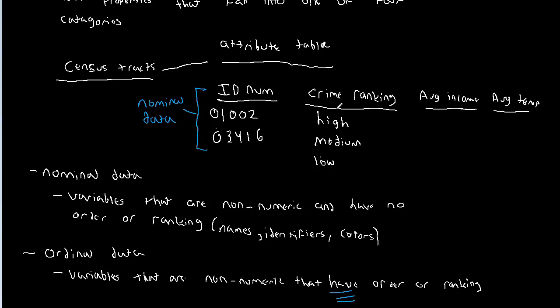So when we have this idea of order or ranking, but it's non-numeric, we call this ordinal data. So this right here, this is an example of ordinal data.